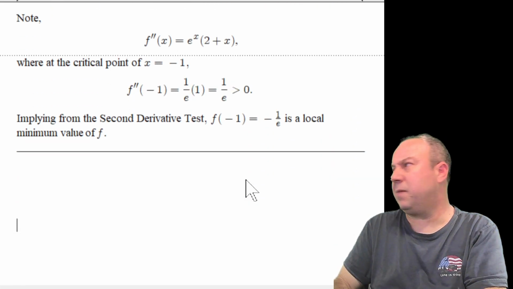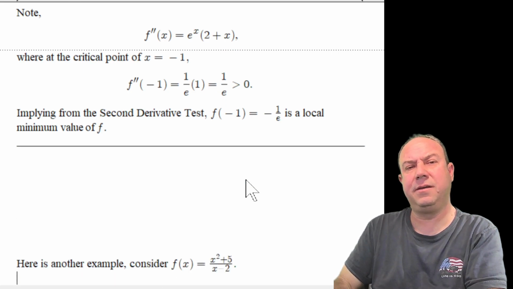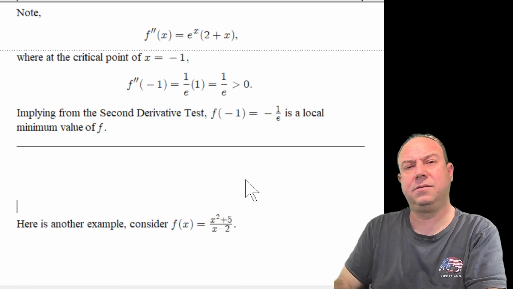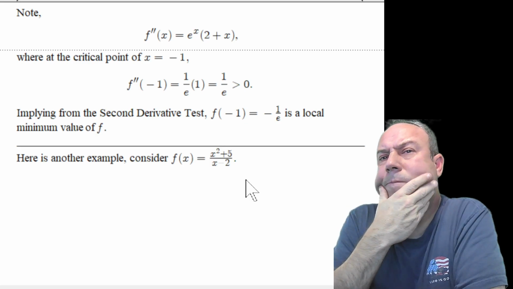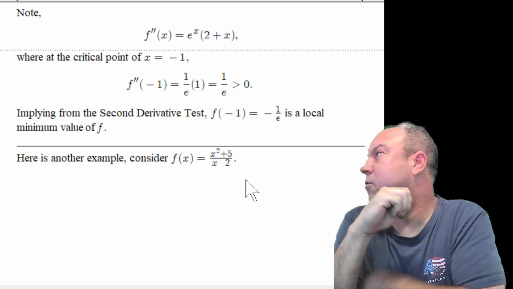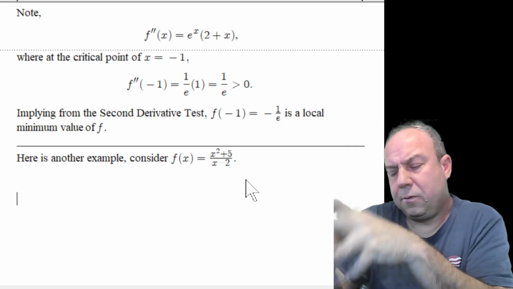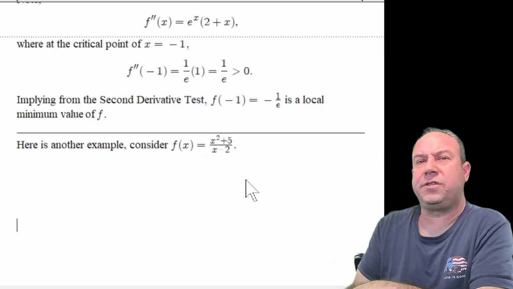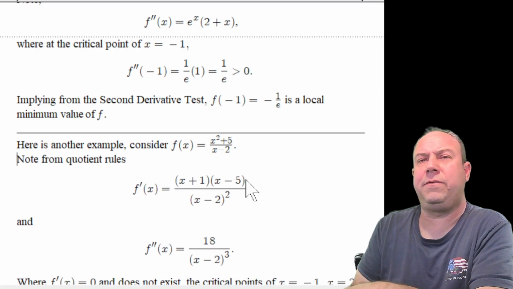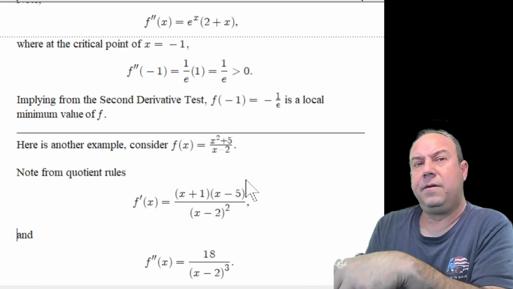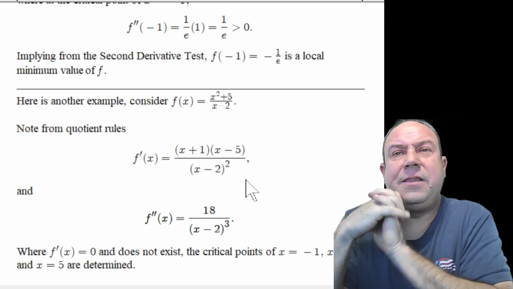Let's do one more example. I always like to give you more than one example if I can. So here's another. Here's a rational function. We might consider f of x equals x squared plus 5 divided by x minus 2. Through a little quotient rule, we can find our first and second derivatives. Now, I'll leave you to find those on your own, but if we do find them, from quotient rules, we end up with these two results in their factored form.